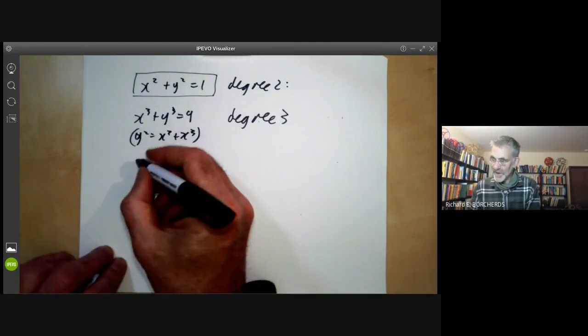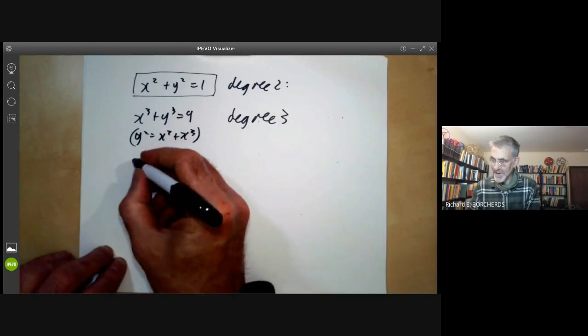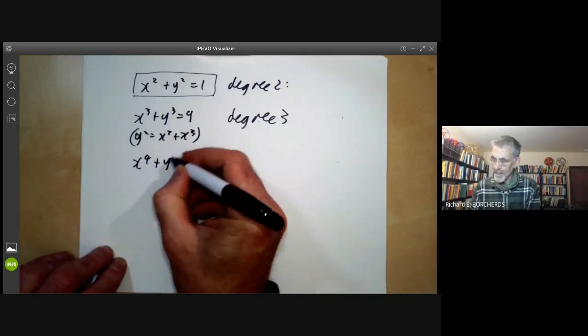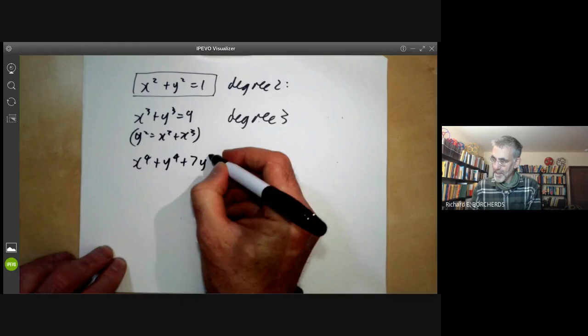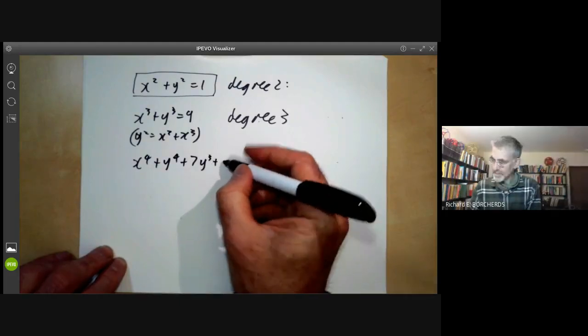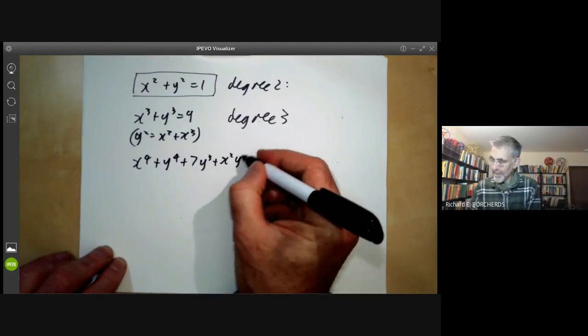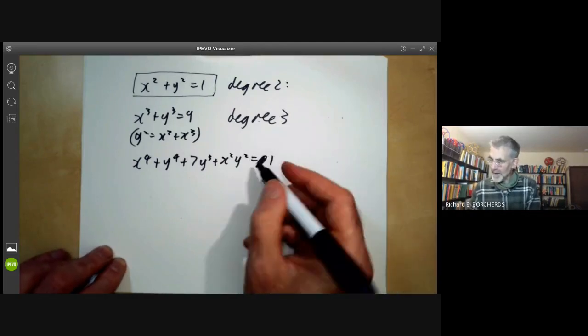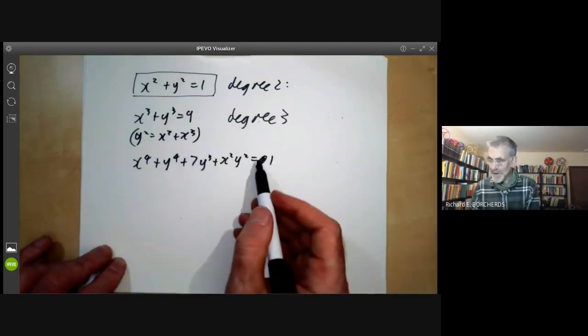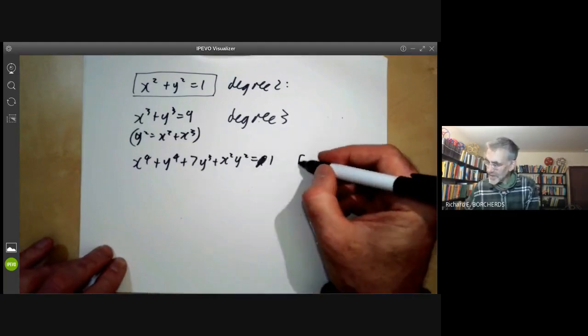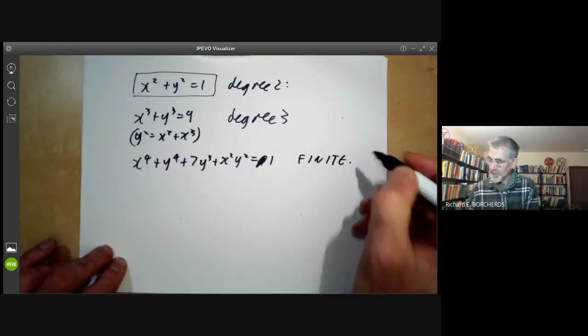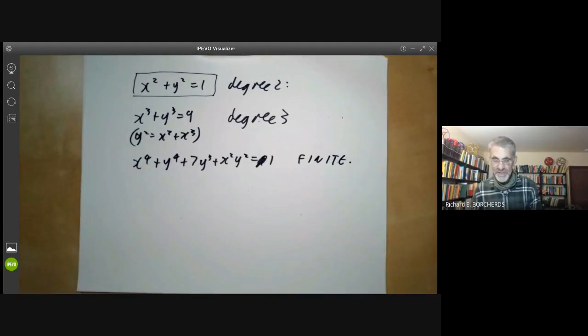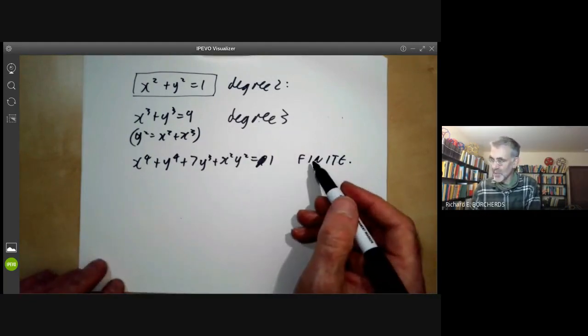What about curves of degree greater than 3? Curves of degree greater than 3 generally only have a finite number of rational points on them. This is a very deep theorem proved by Faltings a few decades ago. It was originally conjectured by Mordell.